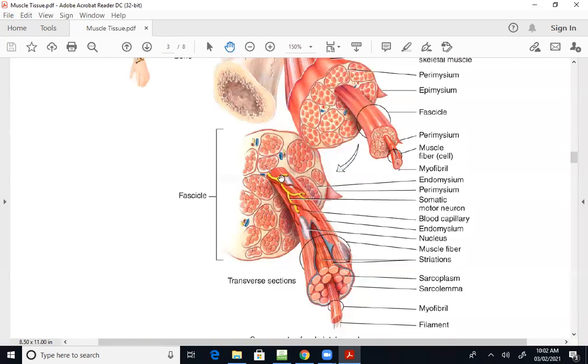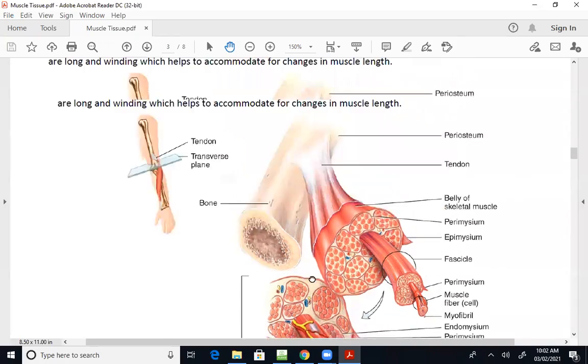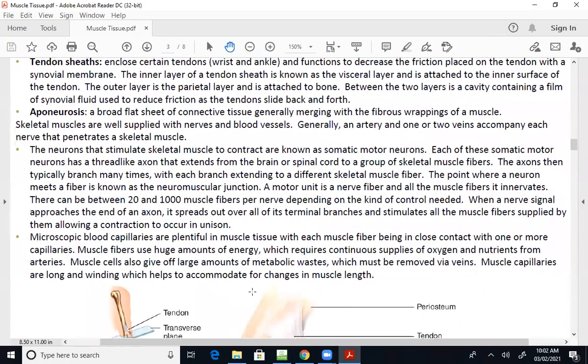So more than likely this branch here has also got branches connected to it in each of these muscle fibers. A singular motor neuron plus all the fibers that it innervates is what's called a motor unit. It can be as few as 20 or as many as 1,000 muscle fibers, depending on what kind of control we need. The point where a nerve fiber meets a muscle is known as the neuromuscular junction.